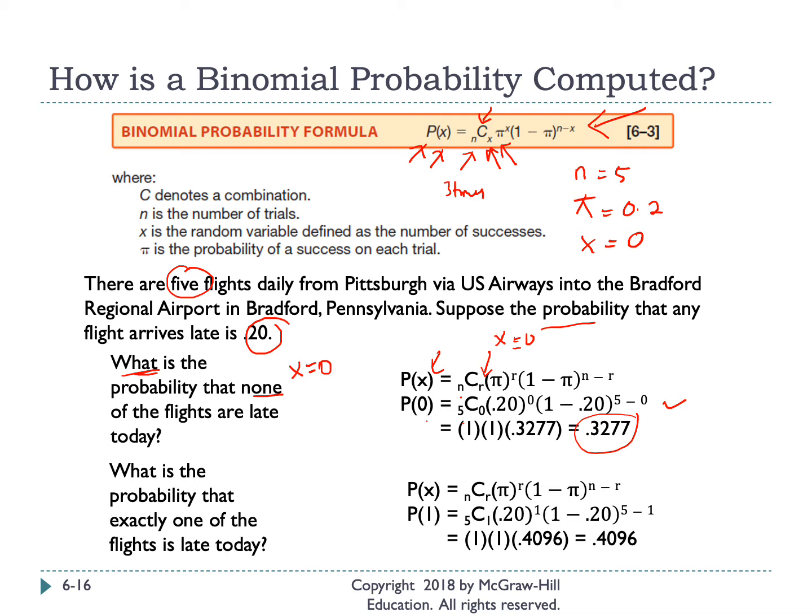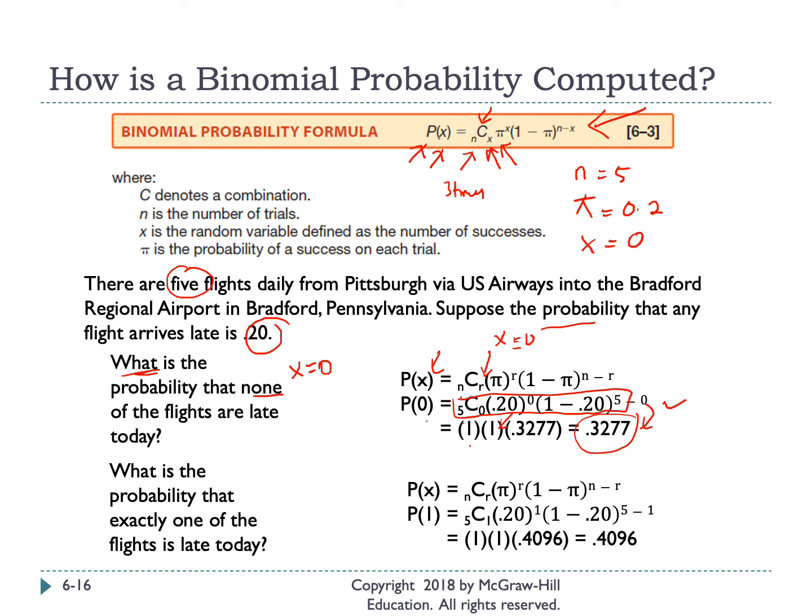So you don't have to compute 5C0, which is equal to 1, and then 0.2 to the power of 0, which is equal to 1. You don't have to compute them one by one. To save your time, just put in all these numbers and then press it in your calculator. It should give you exactly this value.